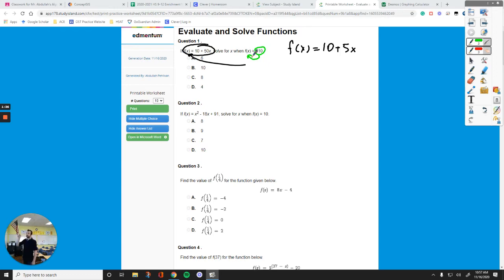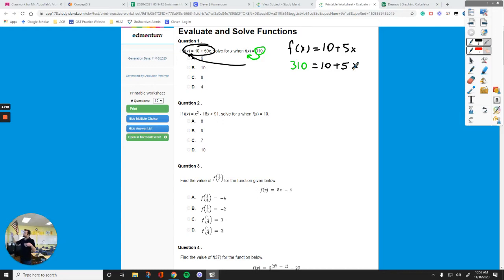Okay, it's on the left side. Put it in, 310. And then rewrite the rest of the equation, equals 10 plus 5x. It literally says solve for x. So we are solving this for x. Get the x by itself.